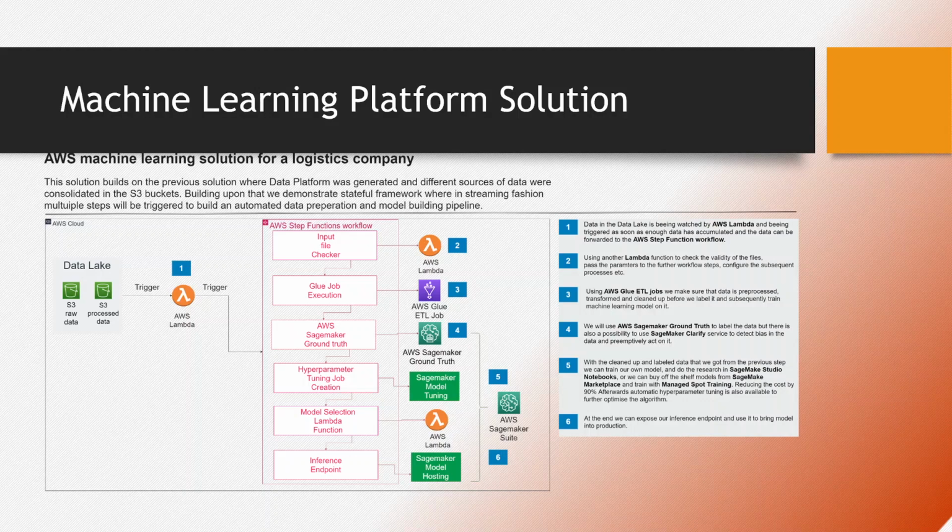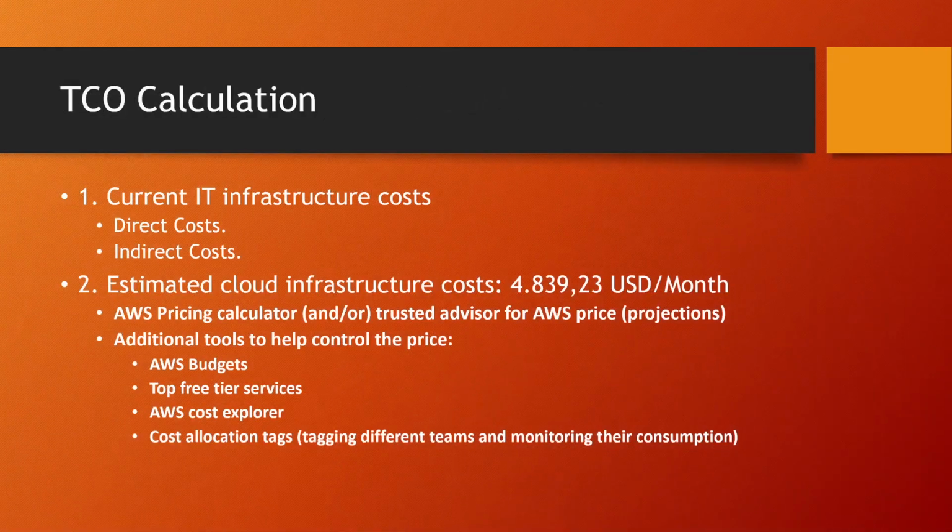But right after this, we need to talk about total cost of ownership, because if we are making a management decision about the viability of a cloud platform or a machine learning platform and this migration, we need to back it up with some numbers. To calculate the ROI, we need to first calculate the total cost of ownership and the cost of current IT infrastructure costs.